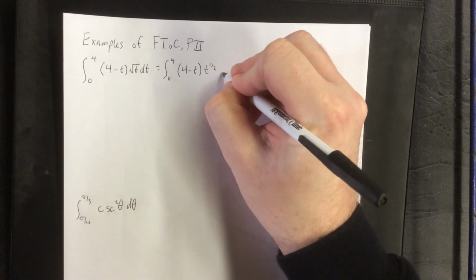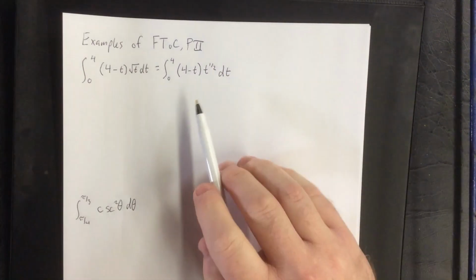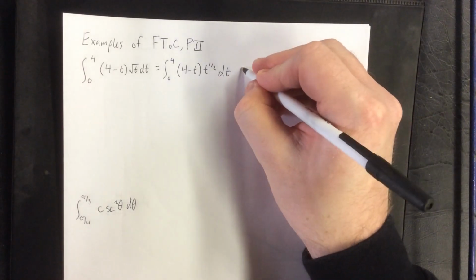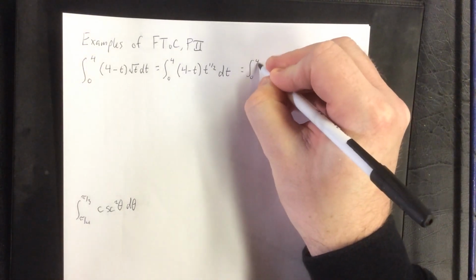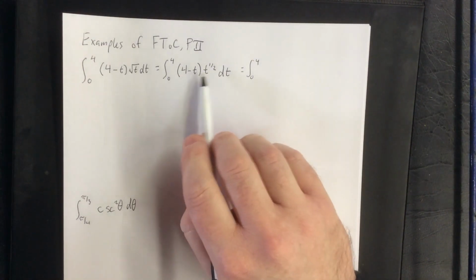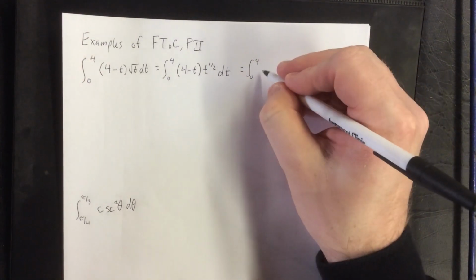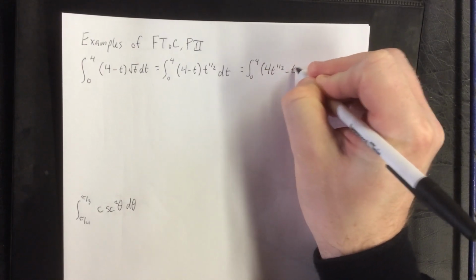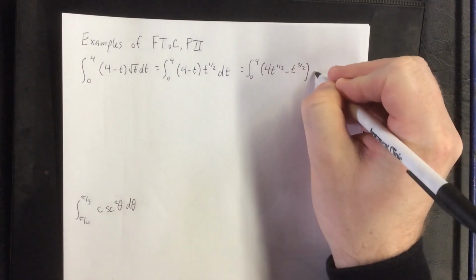But we're going to do the same thing that we've been doing with square roots ever since the beginning of Calc 1, which is express it in terms of a power so that we can apply the power property. Now multiplying the t to the 1/2 power through the parentheses, we will have 4t to the 1/2 power minus t to the 3/2 power. Simply add those exponents together.